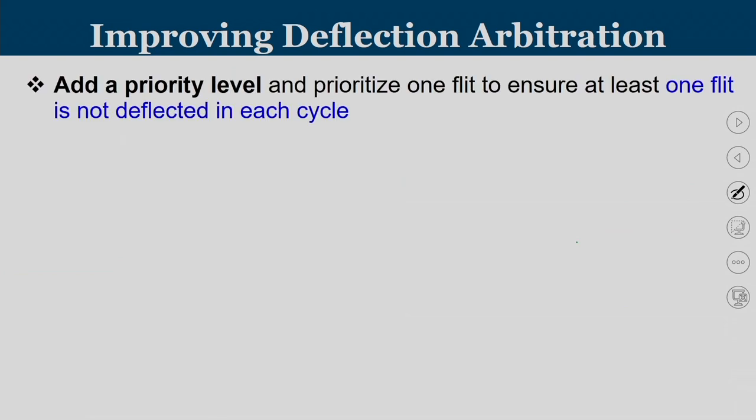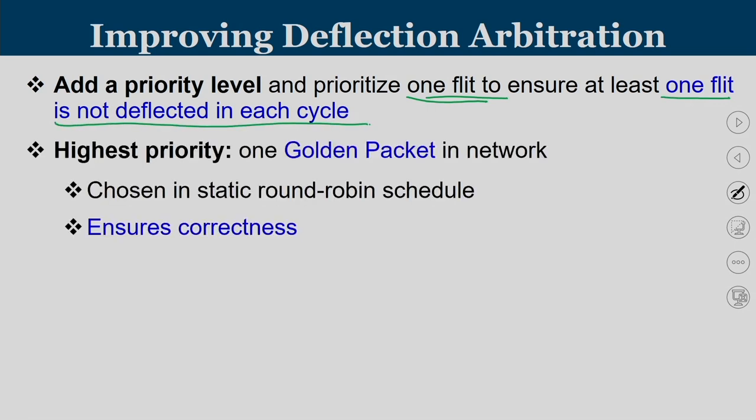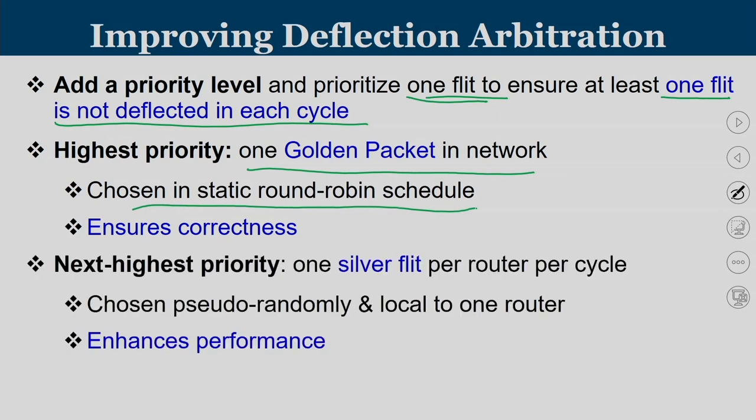It is called deflection arbitration. You add one more priority level and prioritize one flit to ensure that at least one flit is not deflected in each cycle. That is going to be the mechanism. The highest priority still holds, that is the golden flit, a packet scheme in the network. It is chosen based upon a static round robin schedule, one of the flits will be golden, and that ensures the correctness of the algorithm.